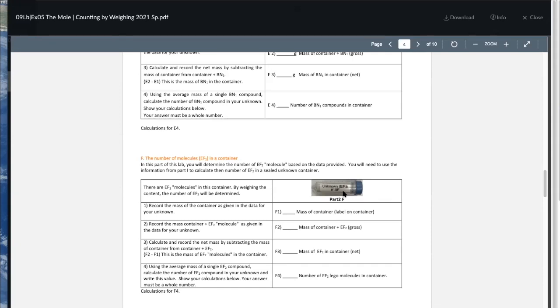We just need to convert that moles to molecules using Avogadro's number. And now we've been able to count the number of molecules within experimental error in that water container. Counting by weighing, that's what we do because the individual pieces are so small. That's what this lab is about, counting by weighing.